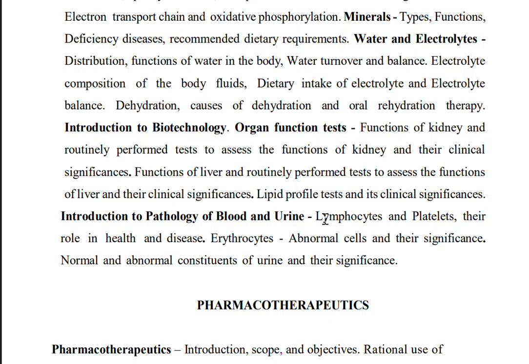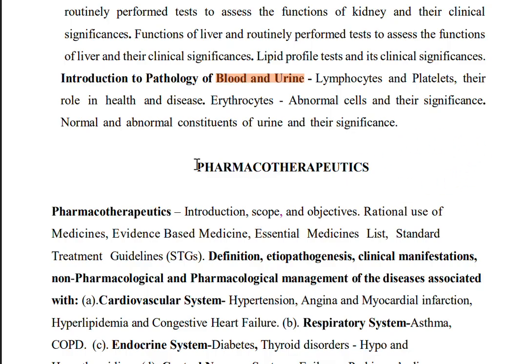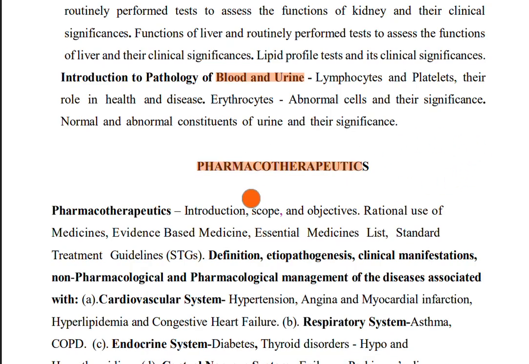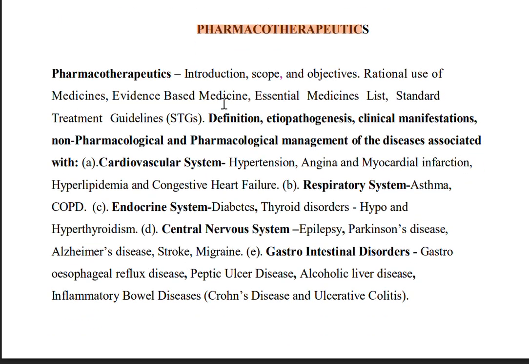Pathology of blood and urine: we have to read the values in the pathology of the blood and urine, urine volume, blood volume, blood pH, and how much blood is present in the human body, like that. And then pharmacotherapeutics. In pharmacotherapeutics, we have to study evidence-based medicines and the essential medicine list. Currently, I came to know the essential medicine list is updated. Some of the medicines are removed from the essential medicine list, so we have to focus on that also.